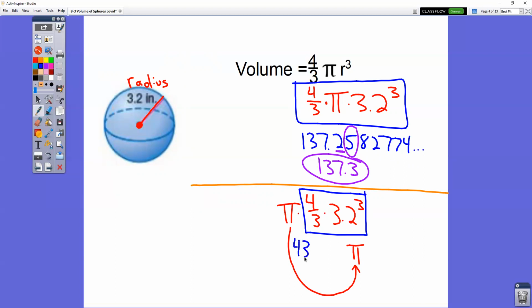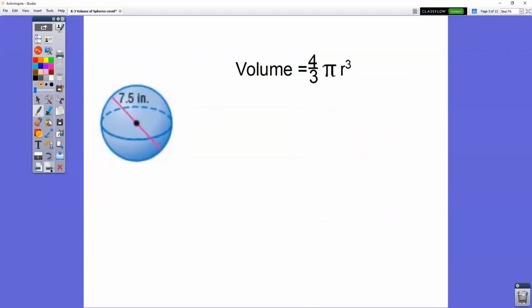You get 43.690666666666666666666 or 6 repeating. Again, don't round these answers. Don't put 43.7. When you go to leave it in terms of pi, you're not rounding anything. You only round in the decimal questions where it says to round, right? So this would be our answer. Go ahead and try this one, please.